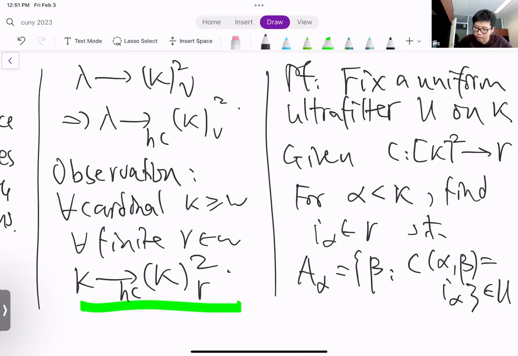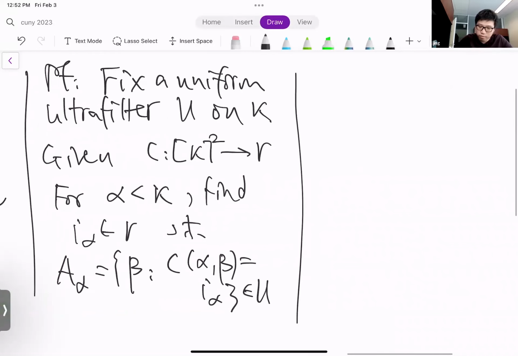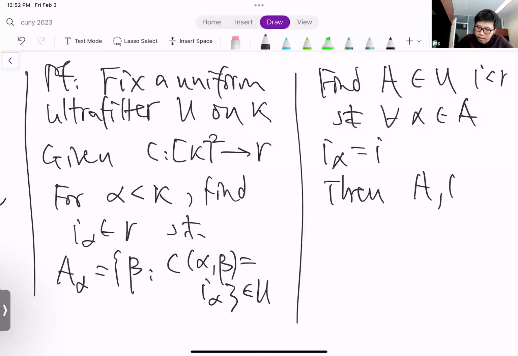This set is popular, right? You're only decomposing the whole space into finitely many pieces, and one of those pieces has to lie in the ultrafilter. And then you just have to make it uniform. Okay, so just find A in U, and also I in R, such that for any alpha in A, I alpha equals I. Then A and the preimage of I, this is highly connected.